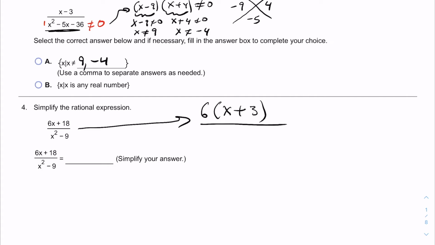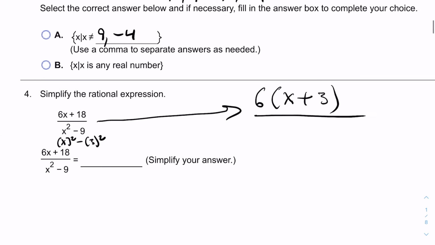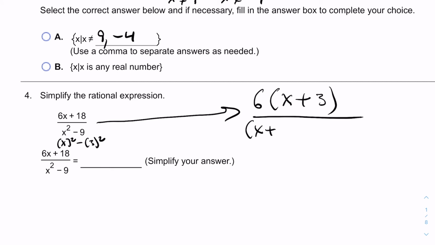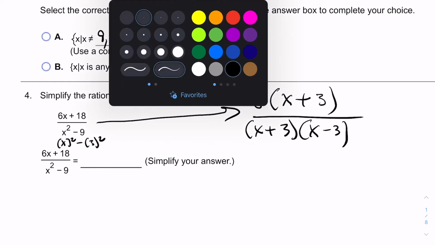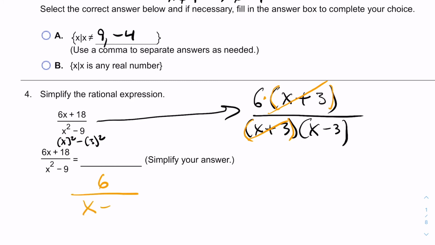The denominator, remember this denominator is something special. This is a perfect square minus a perfect square. So that will factor down to x plus 3 times x minus 3. And then what we do is we cancel common factors. So this is multiplied here, so this whole chunk is a factor. And if I have an identical chunk, which I do, they reduce. This leaves me with an answer of 6 over x minus 3.